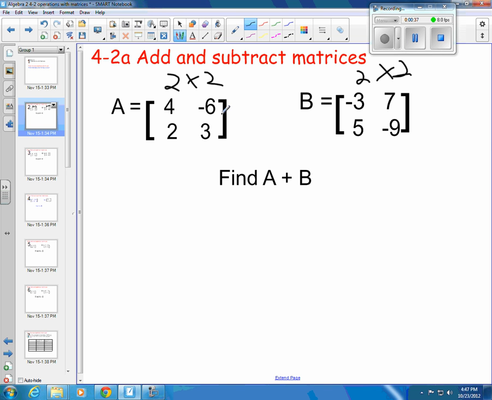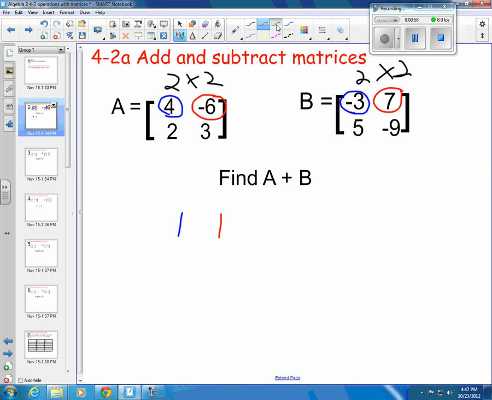And then when you add them, it's very easy. You add them element by element. So I'm going to look at my very first element. This is element 4, and this is an element -3. 4 plus -3 is 1. Then I'm going to look at my second element here. This is a -6, and this is a 7. -6 plus 7 is 1.